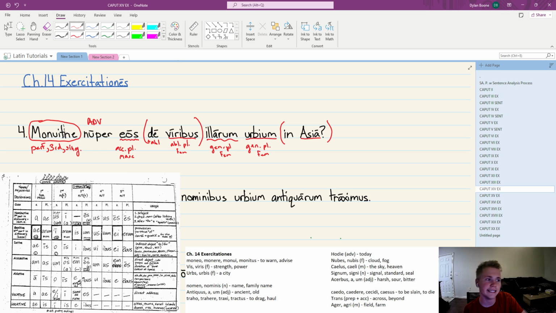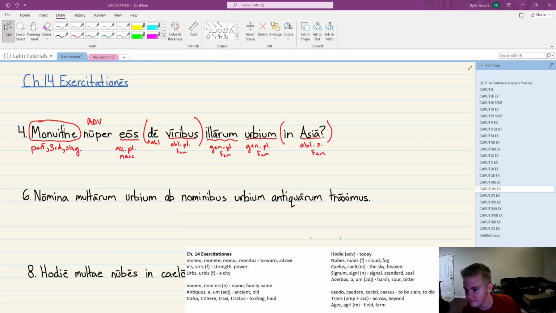Lastly, the easy part, in Asia. In can take accusative or ablative depending on how you use it as a preposition. But we have Asia, from Asia, Asiae, first declension, with the macron, ablative singular. Done. So we've fully fleshed this sentence out. Now we can translate, right?